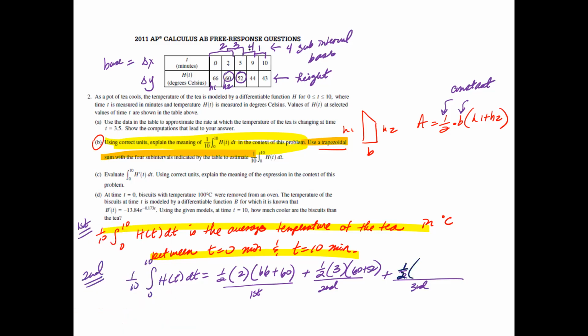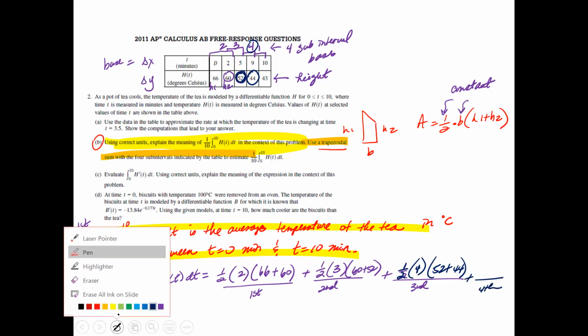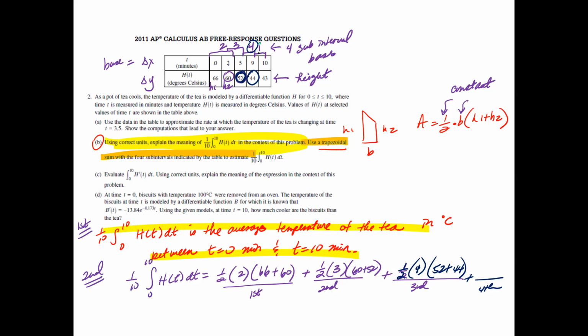Here's your third trapezoid: 1/2 times the base, which is 4. And the two heights you're looking at are 52 and 44. 52 plus 44. Plus, and then don't forget your fourth trapezoid. And your fourth trapezoid, the base is 1. 1/2 times 1, and the two heights, 44 and 43.